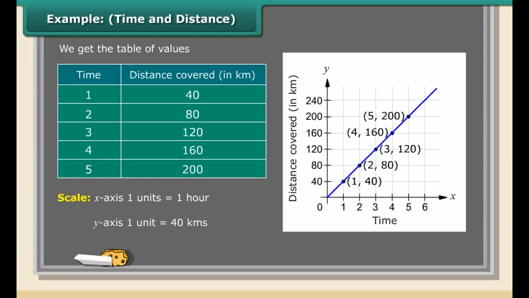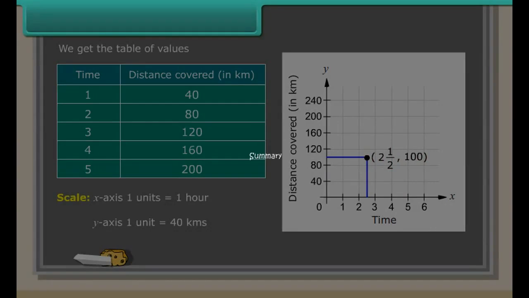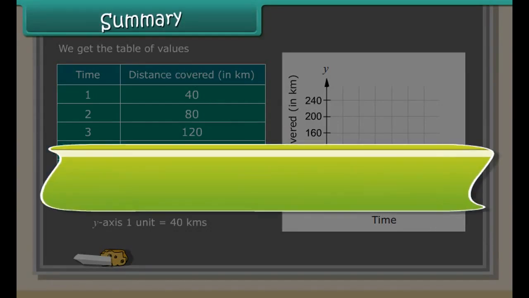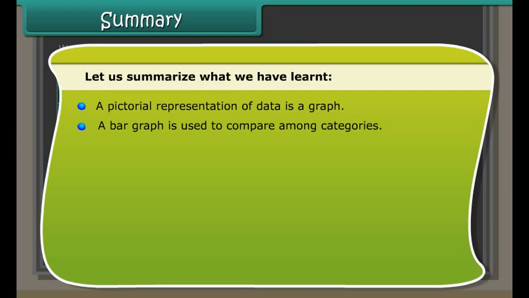We get the table of values. Scale: on the x-axis 1 unit is equal to 1 hour. On the y-axis 1 unit is equal to 40 kilometers. A. Mark time on the horizontal axis. B. Mark distance on the vertical axis. C. Plot the points (1, 40), (2, 80), (3, 120), (4, 160), (5, 200). D. Join the points. We get a linear graph.